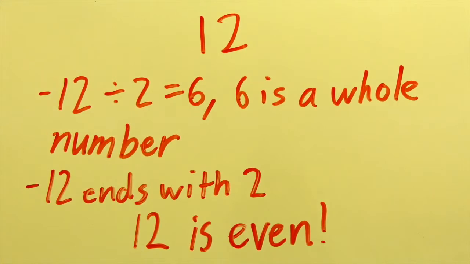Let's look at the number 12 for example. Now how can we prove that 12 is an even number? Well, firstly, 12 divided by 2 is 6. And as we know, 6 is a whole number. It doesn't have any decimal point or any numbers trailing after it or anything. Secondly, 12 ends with a 2, which is one of the 5 numbers that even numbers end with. So we know that 12 is even.